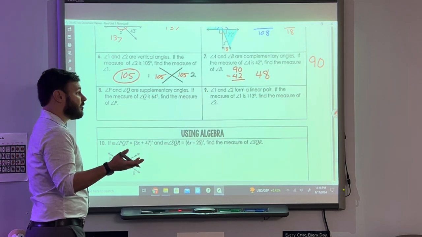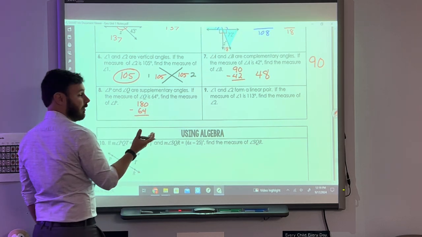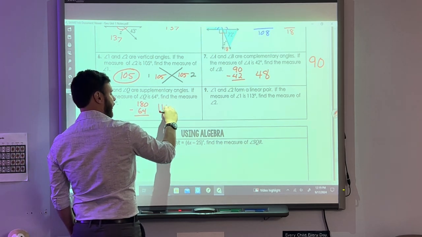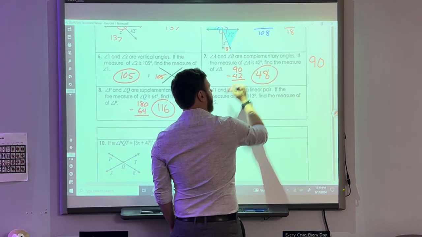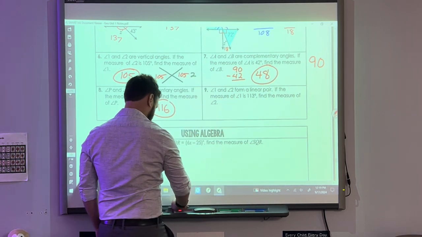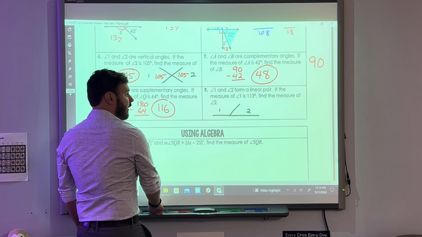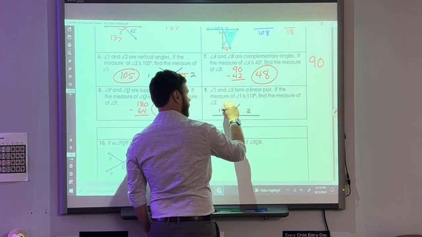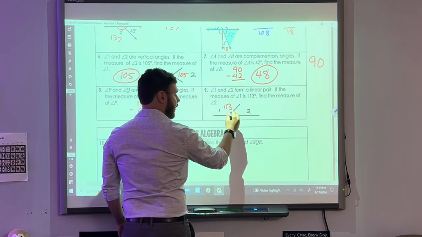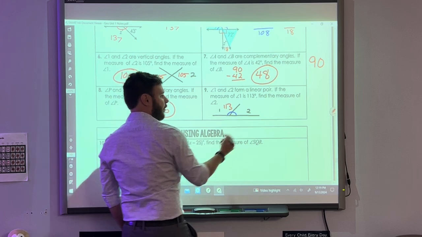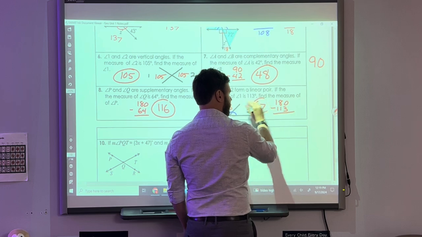P and Q, same deal, they're supplementary, that means 180. 180, take away the part that I have, to figure out what I'm missing. And 1 and 2 here form a linear pair. That means they look like this. 1, 2. If 1 is 113, what's 2? Well, linear pairs are also supplementary. They add up to be 180 because they make a straight line. So 180, take away 113 gives you 67.